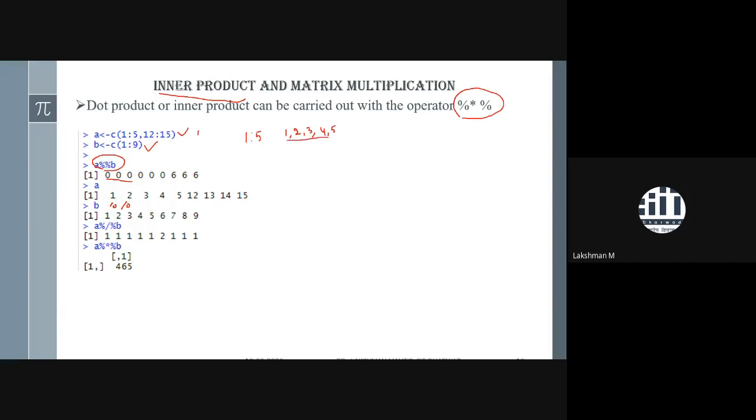After that, you are taking one more sequence, 12 to 15. And c is meant for what? C has two full forms in R. In the layman way we call it combine, but actually its meaning is concatenation. So it brings everything together. So 5 entries come due to this operation, and the next 4 entries will come due to this operation.